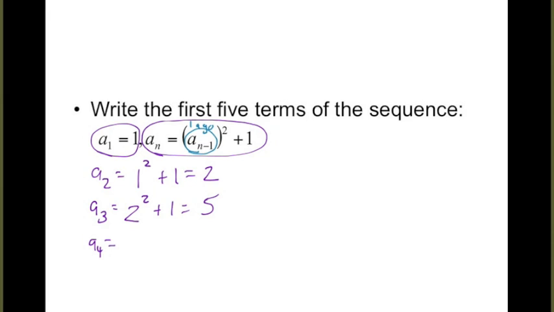A sub 4 is going to take 1 answer ago, square it, and add 1 to it. A sub 5 takes one answer ago, square it, and add 1 to it, and that gives 677.